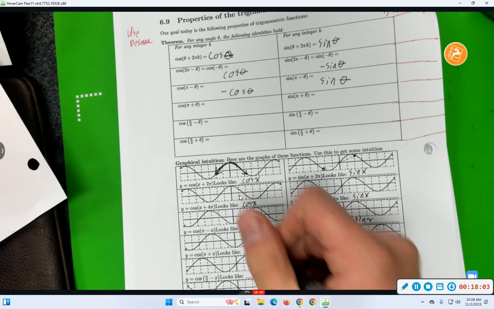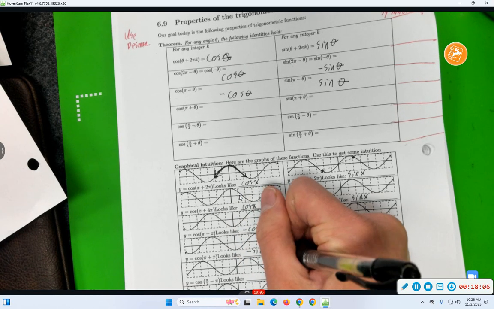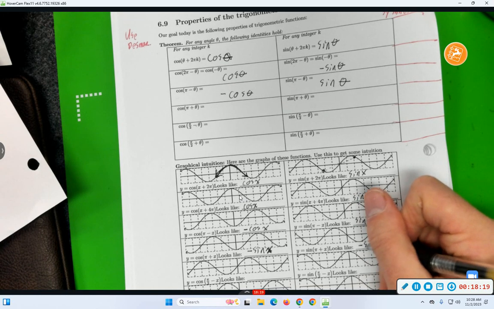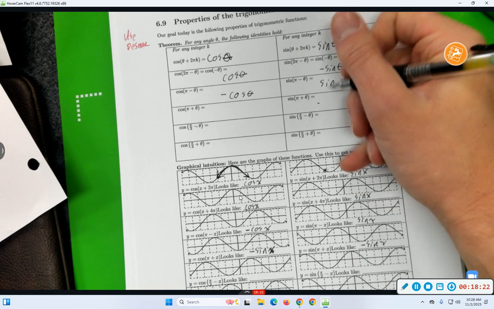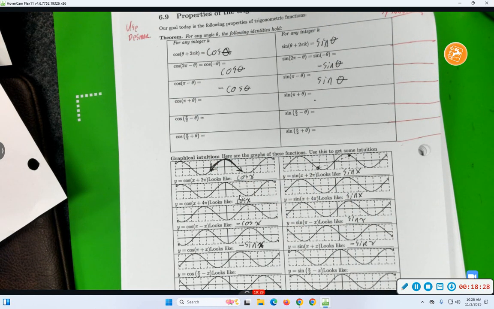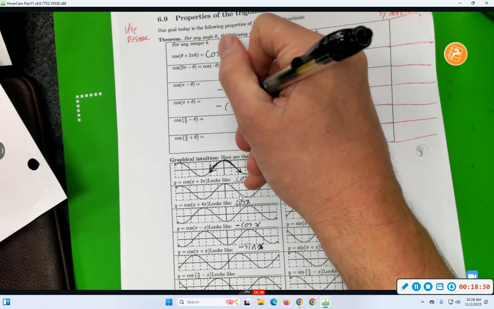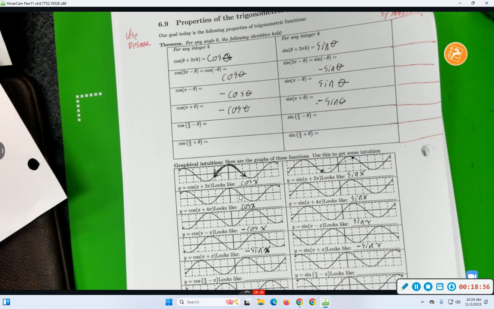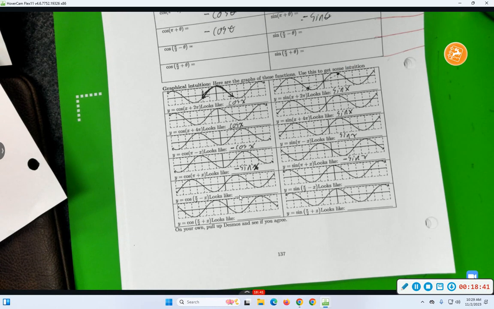And what about sine? Yeah. Negative sine x. Excellent. So when you add pi to an angle, sine and cosine both become negative. Pi over 2. So the next row in the table is pi over 2 minus an angle.